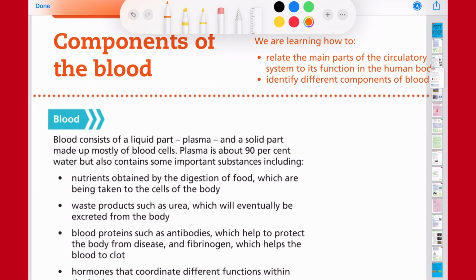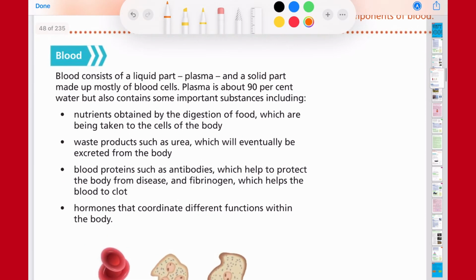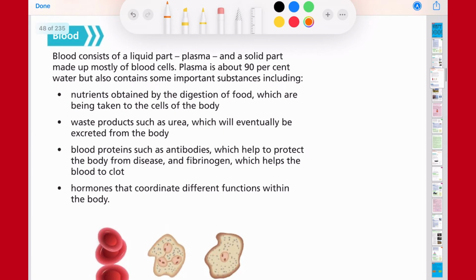Now let us look briefly at the components of blood. So blood consists of a liquid part called plasma, right? Earlier on I would have showed you all a diagram where blood can be separated into plasma and the red pigment hemoglobin, and a solid part made up of mostly blood cells. Plasma is about 90% water, but it also contains some important substances, including nutrients obtained by the digestion of food, which need to be taken to the cells of the body.